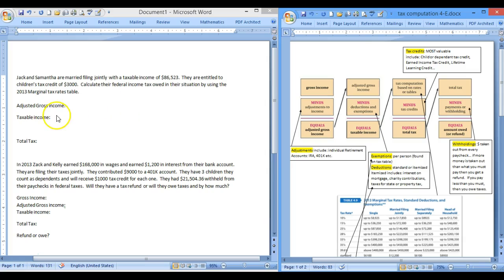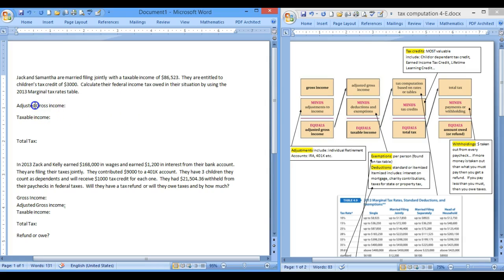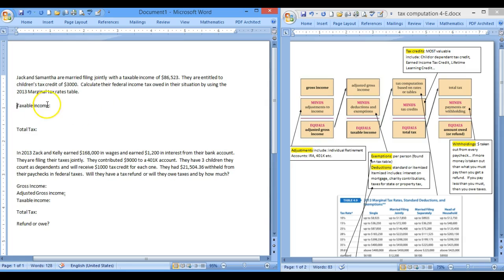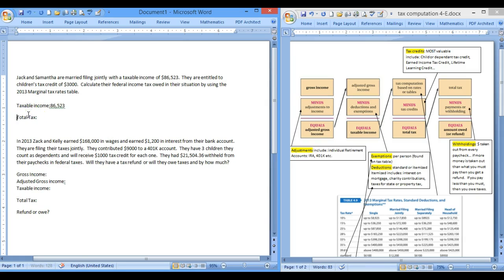So, oh, that's not what I needed. I need taxable income here. I apologize. There we go, taxable income. That was already given to us at $86,523, and we're going to use that to find the total tax.